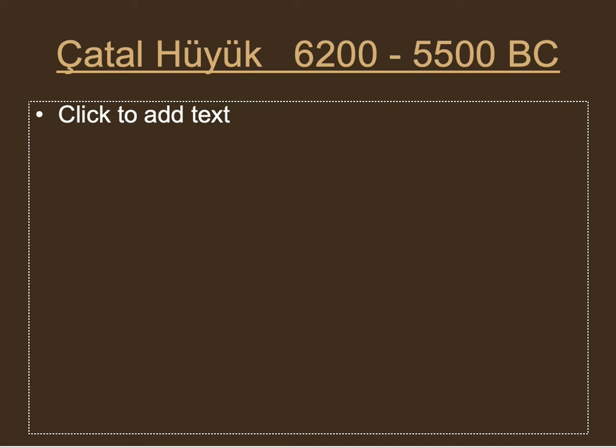This mound, that mound. In this case, çatal is fork, like a fork you would have on your dinner table. Forked mound. This mound is split in two, so modern people just named it the forked mound. We don't know what ancient people called it, but we know that back in the Neolithic, this site was in an area that was much wetter than it is today.